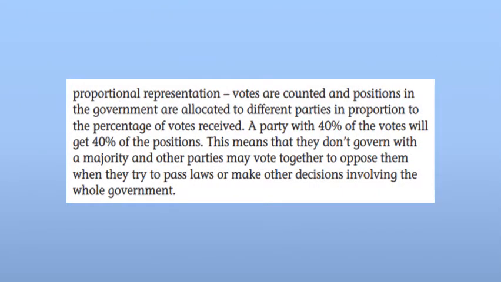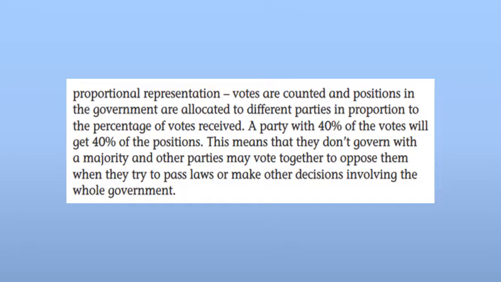Another way of conducting an election is proportional representation. In this kind of election, votes are counted and positions to form the government are distributed among the political parties according to the proportion of votes that they received in the election. For example, if a party gets 40% of the vote, it will get 40% of the positions in the government to run the state. So the number of seats in the parliament will be defined according to the percentage of votes that a party gets in the general elections. So this is called proportional representation.